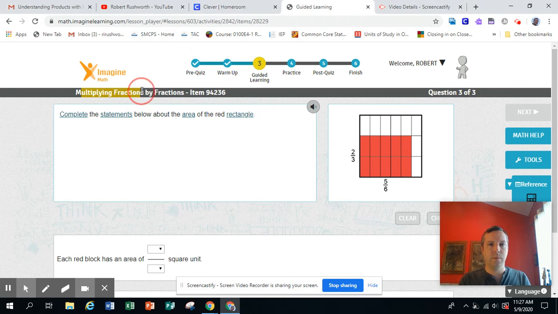Multiplying fractions by fractions, item 94236. Complete the statements below about the area of the red rectangle. So, the area of the red rectangle, that's a fraction of the whole white square. So let's look at what we have to fill in down below.